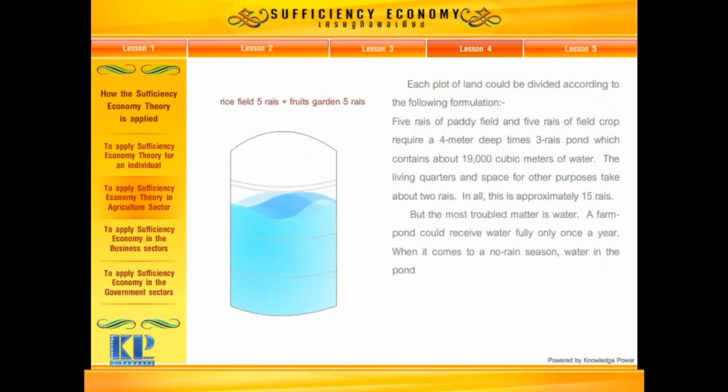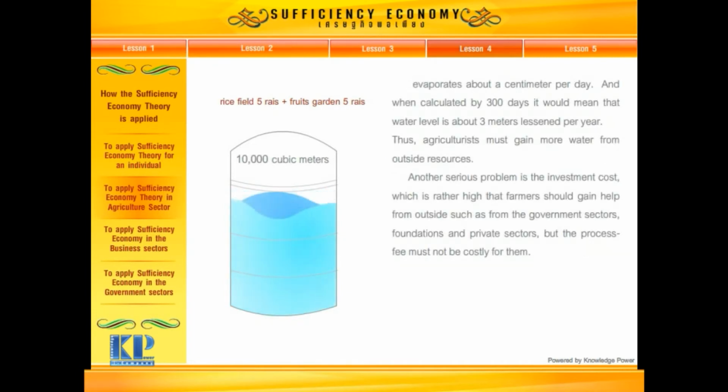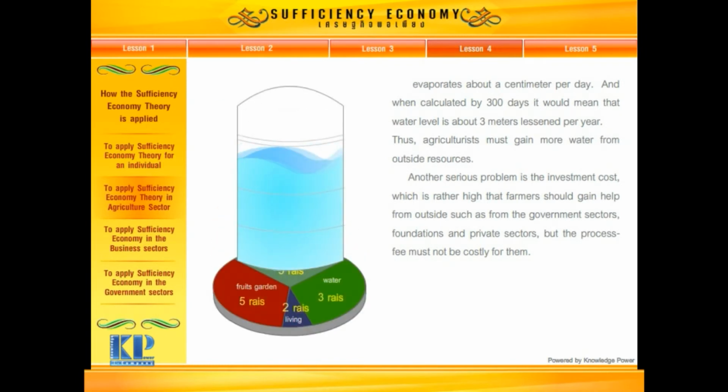Each plot of land could be divided according to the following formulation. 5 rai of paddy field and 5 rai of field crop require a 4-meter deep times 3 rai pond, which contains about 19,000 cubic meters of water. The living quarters and space for other purposes take about 2 rai.